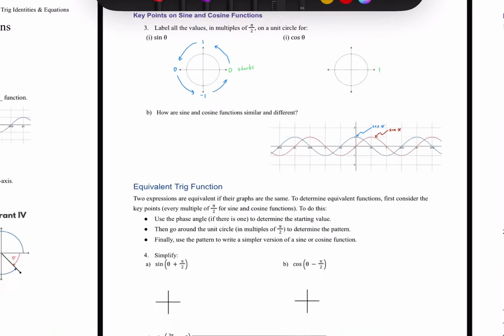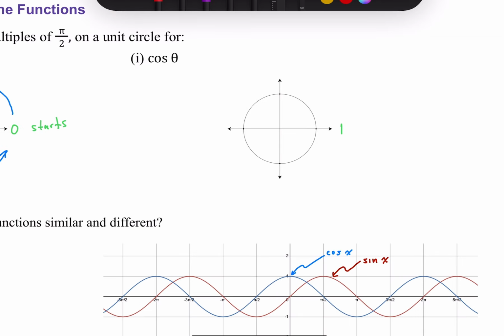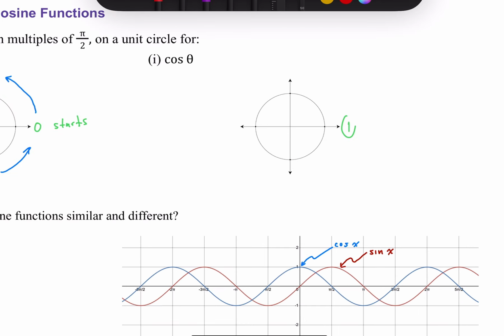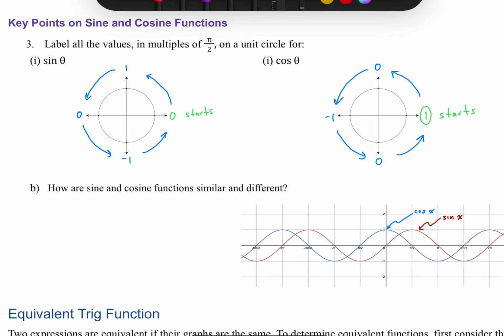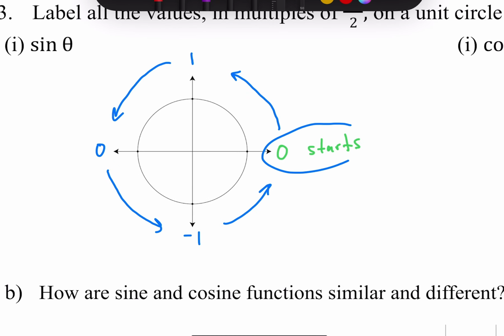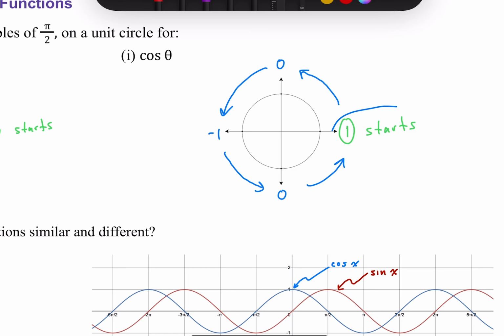So on this sketch here, I can say, well, cosine, which again is just the x value, starts here at 1. And then as you go around, the x value is now 0. And then here the x value is -1, back to 0, and on and on and on it goes. So the only real difference here is that the sine function starts at 0 and then goes to 1 and then back to 0, whereas the cosine function starts at 1 and then goes to 0 and -1.